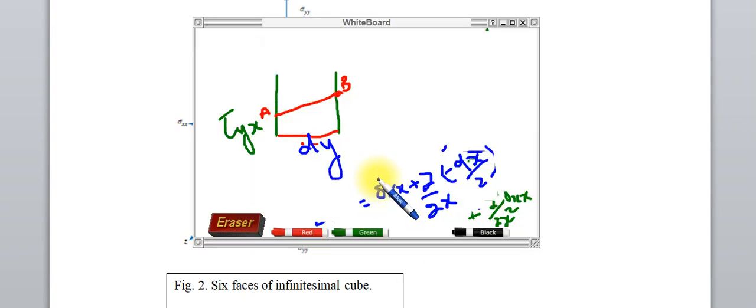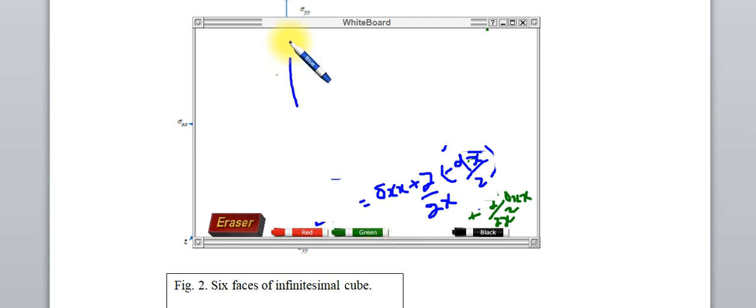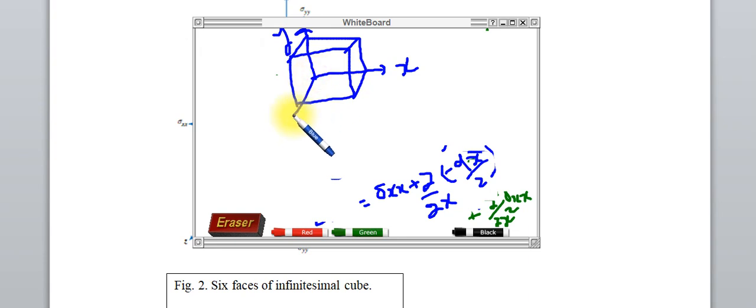Let me try to draw again, and very quickly I will try to finish this lecture. So let me draw this again, and very roughly I have made this cube. And look at this one. This is your x direction, and this is your y direction, and this is your z direction.